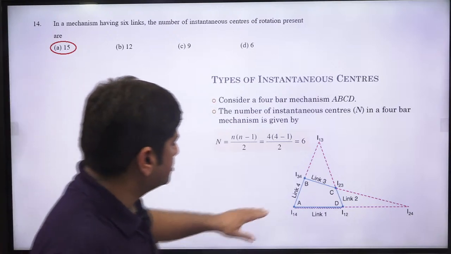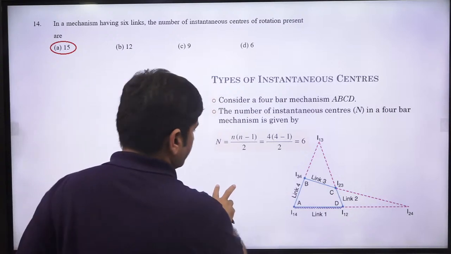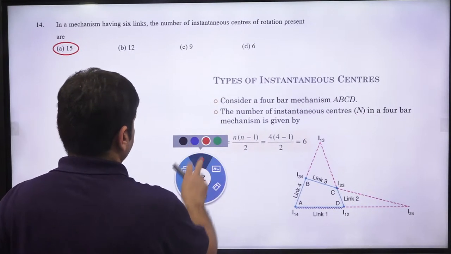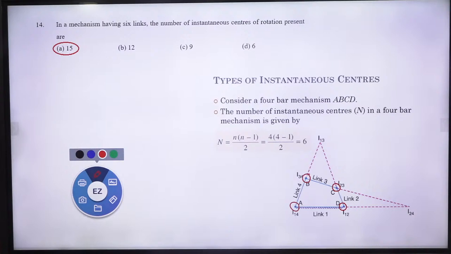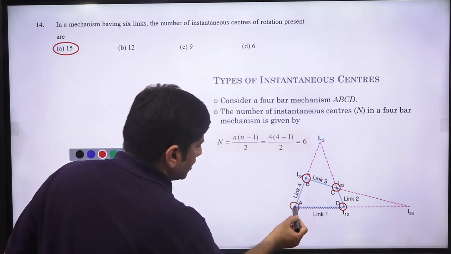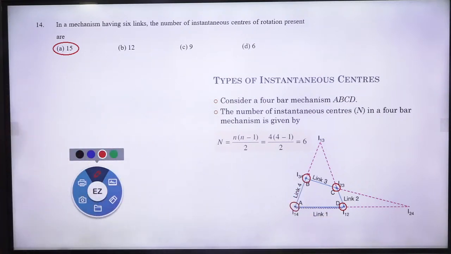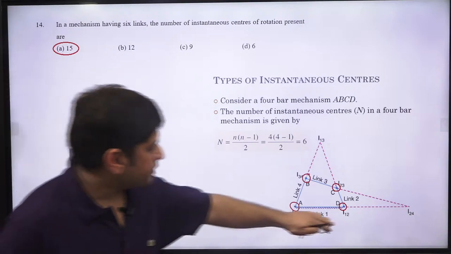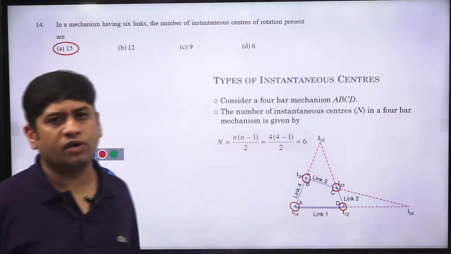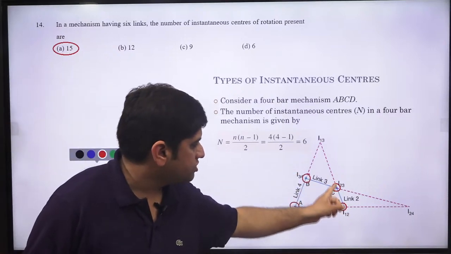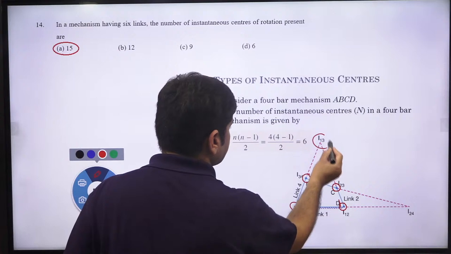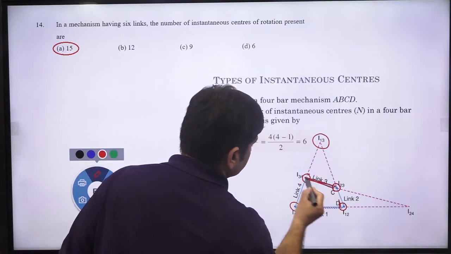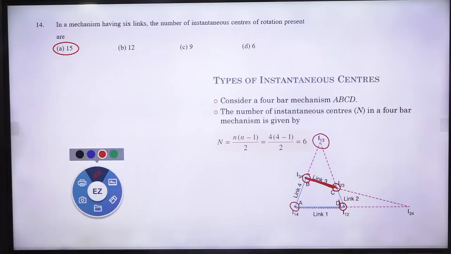These are the 4 bar mechanism and these are the I centers for it. 4 I centers we already know. These 4 I centers are nothing but the centers of rotation only: 1, 2, 3, 4. These are the 4 instantaneous centers. Now, with respect to link number 1, what is the I center for link number 4? It is I14. With respect to link number 1, which is a fixed link, what is the I center for link number 2? It is I12. So that point becomes your I center. The two I centers are like 3 with respect to 1, and 2 with respect to 4.